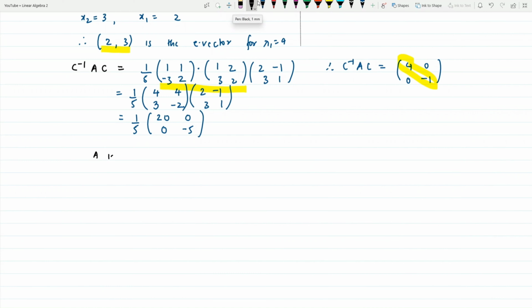So if A is diagonalizable, then the product C inverse A C will be some diagonal matrix D, where this diagonal matrix D will have the eigenvalues of A on its diagonal, and the non-singular matrix C will have as columns the eigenvectors which you get for the matrix A.